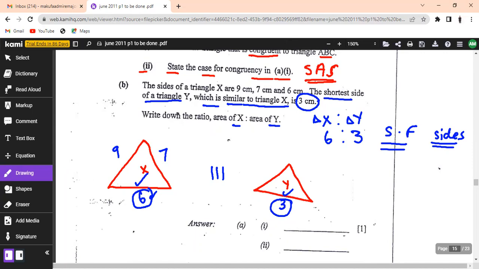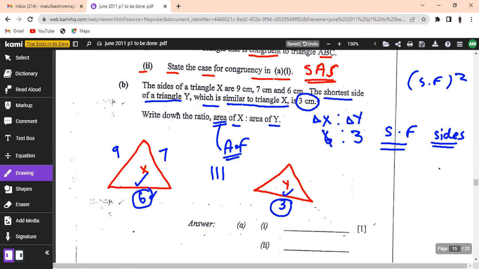But here we need the ratio of area. Whenever you hear or have area, know that you are working with area factor. This is what it means. You're going to work with area factor. So if I'm working with area factor, what do I have to do? I have to square the scale factor so that I obtain the area factor. But before I do that, can I just reduce these values so that I can at least work properly?